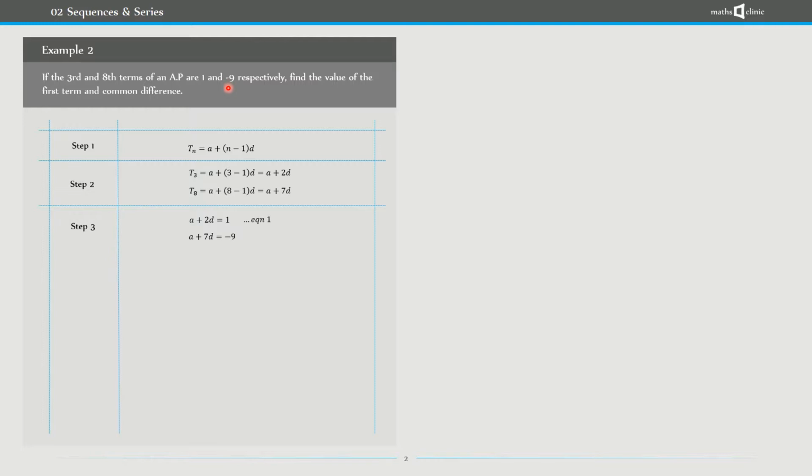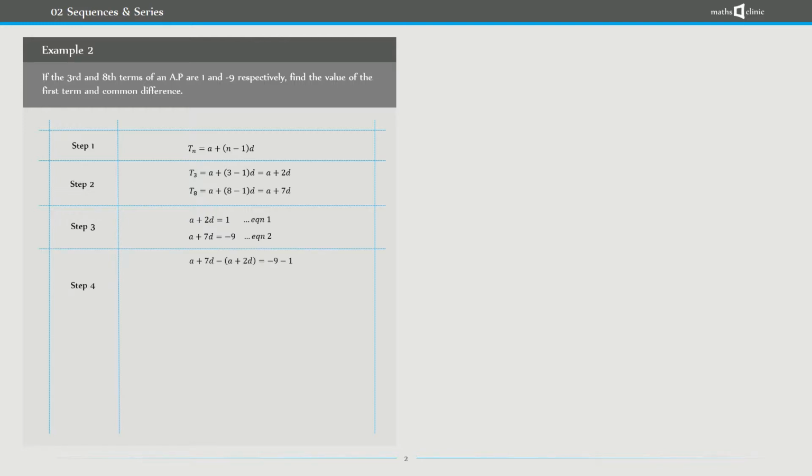And basically we label this as equations 1 and 2. Now we have two simultaneous equations with variables a and d, and we simply need to solve these simultaneous equations to obtain our answers for a and d, i.e. the first term and the common difference. The best way to go about doing this is to solve this set of simultaneous equations using the elimination method. It's the easiest method for solving this because we can eliminate a very easily, and we can do so by subtracting equation 1 from equation 2.